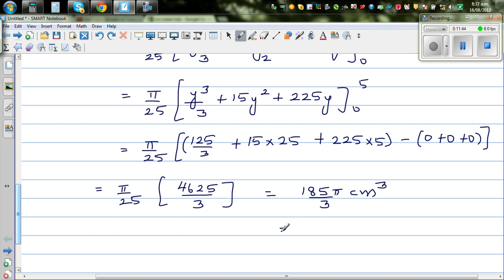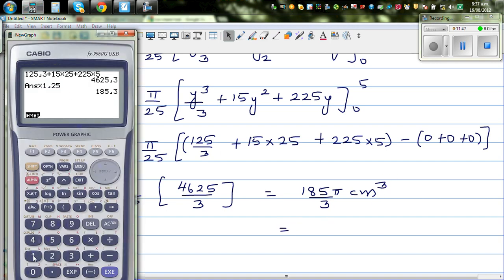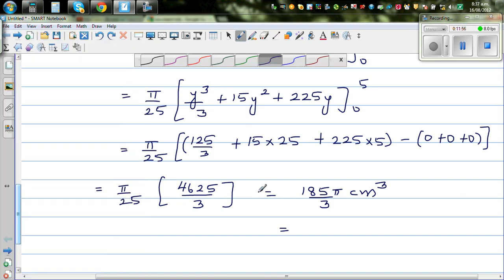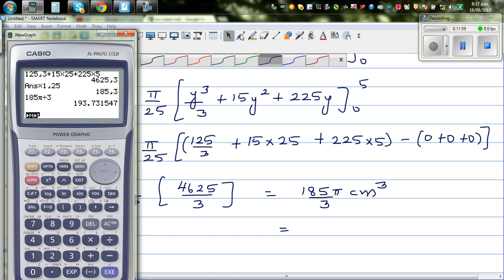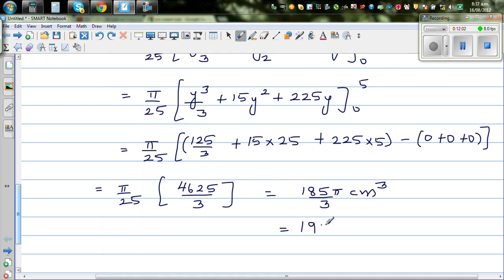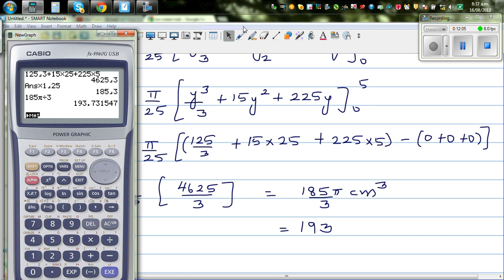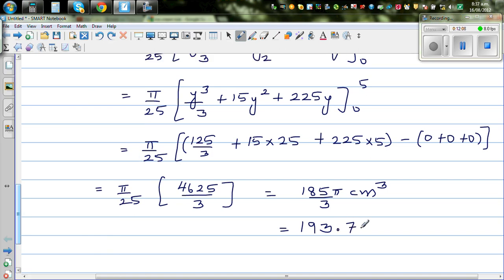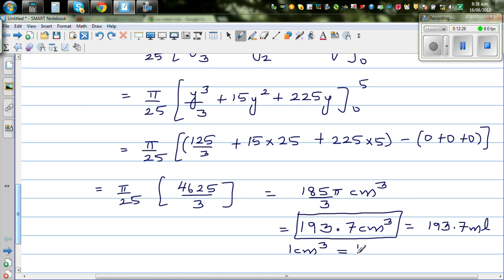Okay, now if you want to write this as a decimal, this is 185 times pi divided by 3, which is 193.7 centimeter cubed. So the answer in 1 dp, 193.7 centimeter cubed, is the volume of this. So 1 centimeter cubed is 1 milliliter. So if you want to write this as milliliters, it's 193.7 milliliters, because 1 centimeter cubed is equal to 1 milliliter.